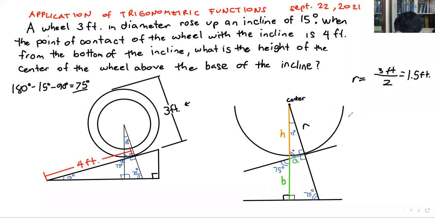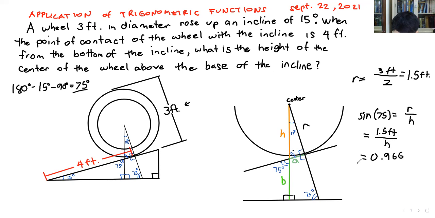So if we take the sine of 75, it should equal r over h. Since now we know that r is just 1.5 feet, we can now know h. Sine 75 in actuality is 0.966. So 0.966 is equal to 1.5 feet over h.